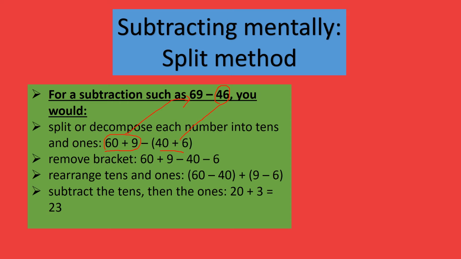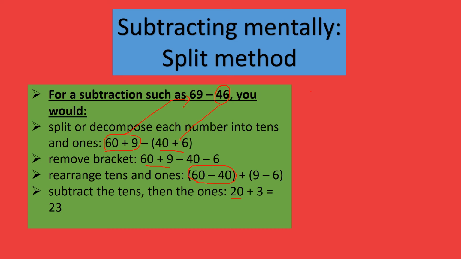Because 4 groups of 10 is 40. How do I get the 60? Because 6 groups of 10 is 60. So I remove the brackets. So 60 plus 9 minus 40 plus 6. So I join the tens. 60 minus 40 will give me 20 here, and 9 minus 6 gives me 3. So my answer is 23.